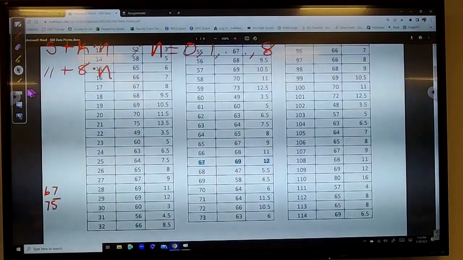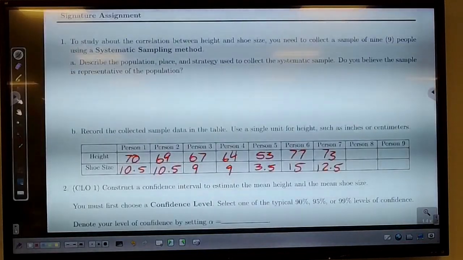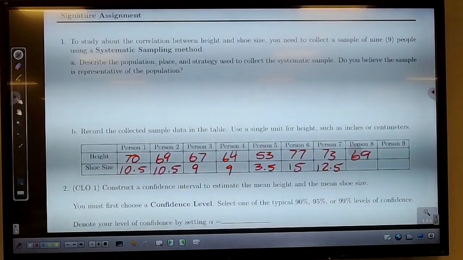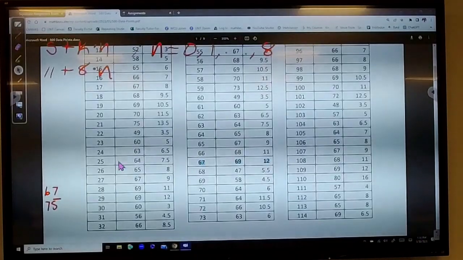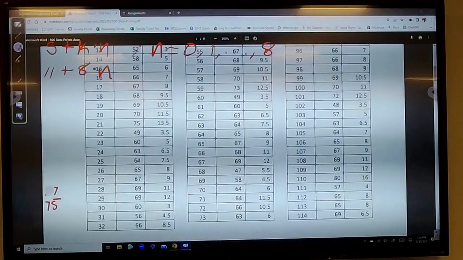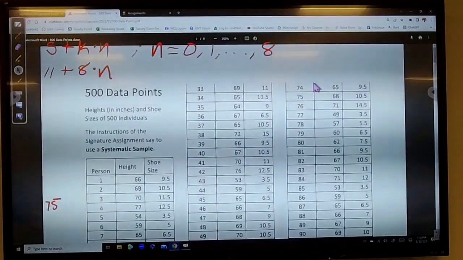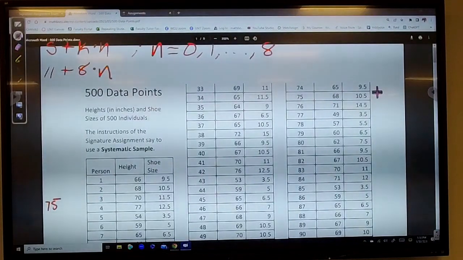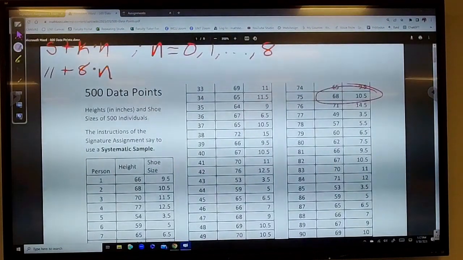So that's a height of 69, shoe size of 12. And then finally, my last person for the sample is number 75. And they have a height of 68, a shoe size of 10.5.